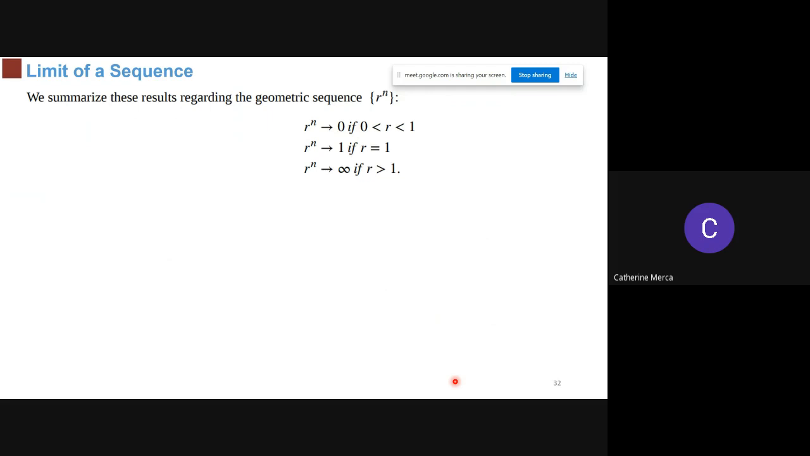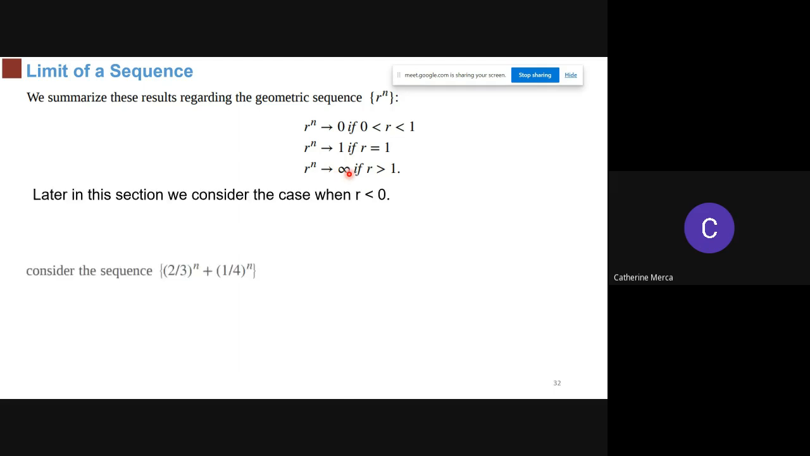Summary: r to the n approaches 0 if r is greater than or equal to 0 and less than 1. r to the n approaches 1 if r equal to 1. But if r is greater than 1, then it will tend to infinity. So those are the things that you have to recall. Later we will consider r less than 0. So consider this sequence.